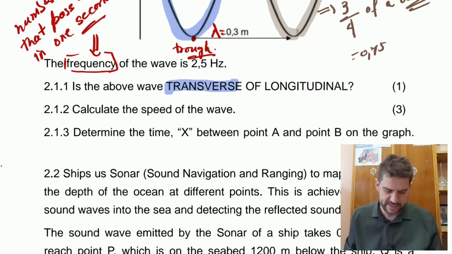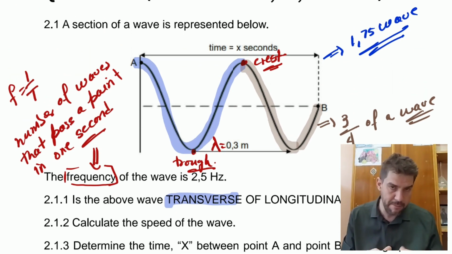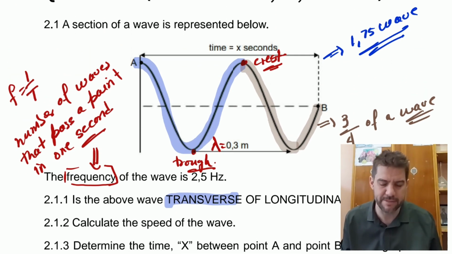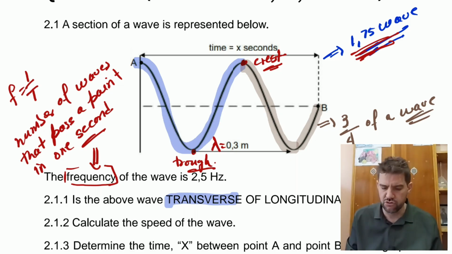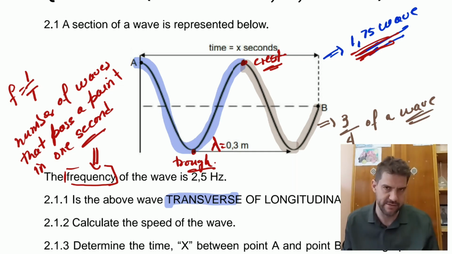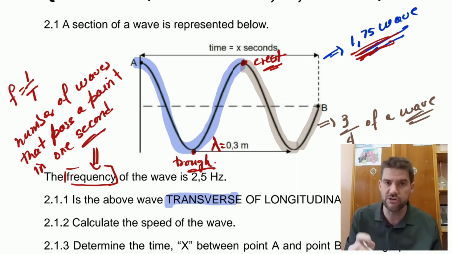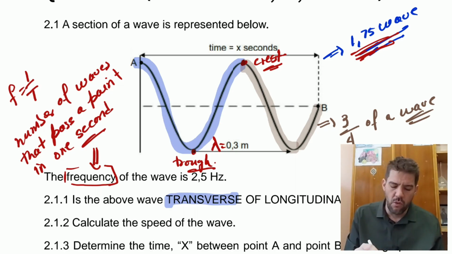Let's have a look. They say determine the time x between point A and B. The time x, how many waves are represented there? 1.75 wave. That is important. So the distance there is going to be a little bit tricky. So let's calculate the distance first, because that one is not one wavelength. All right. So what is the wavelength? And let's get the distance here.